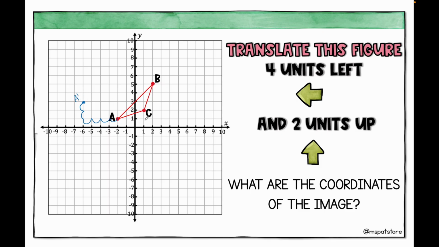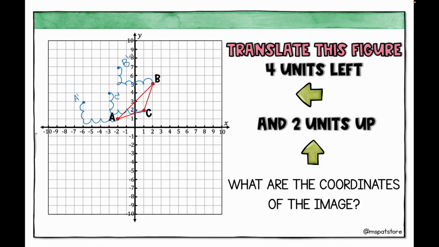Now I'm going to do the same with C. 4 units left and 2 units up. 1, 2, 3, and 4. 1 and 2. Here will be C prime. Now I'm going to be doing the same with B. 4 units left. 1, 2, 3, 4, and 2 units up. 1 and 2. Here is B prime.